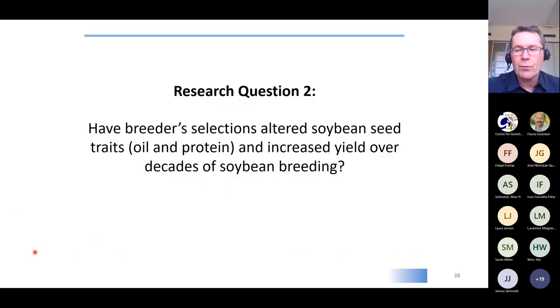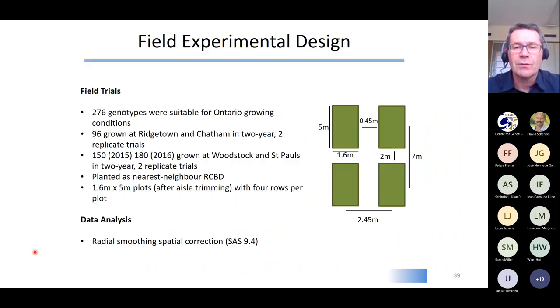Another research question that we asked here was, have breeder selections altered soybean seed traits, oil and protein, or increased yield over decades of soybean breeding? For that, we had to grow these cultivars, these genotypes, in field trials. These are just some details of the type of plots that we grew: 1.6 meters wide, 4-row plots, 5 meters long, 45 centimeters between the plots. I won't get into the details of the field setup, but that's how it was done.